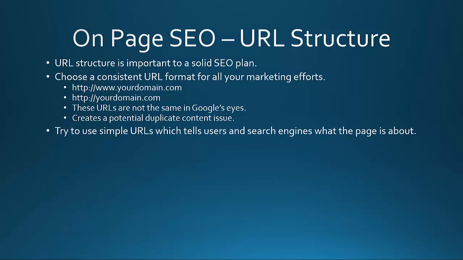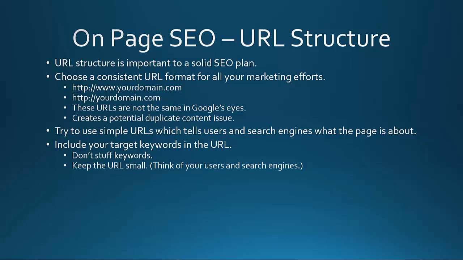Try to use simple URLs which tell users and search engines what the page is about. Include your target keyword in the URL if it makes sense. That'll actually show up in the Google indexing. Don't stuff keywords in there if it doesn't make sense. Keep the URL small. Think of your users and the search engines, like how's it going to display to them. Use permalinks in WordPress or custom coding to have really quality, clean looking URLs.